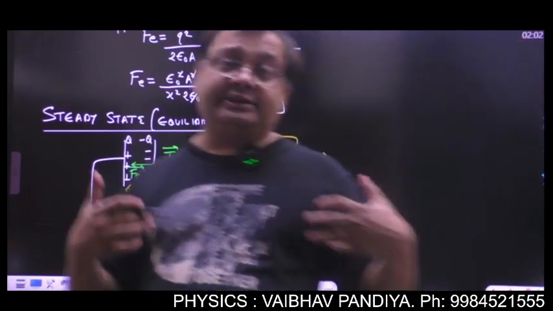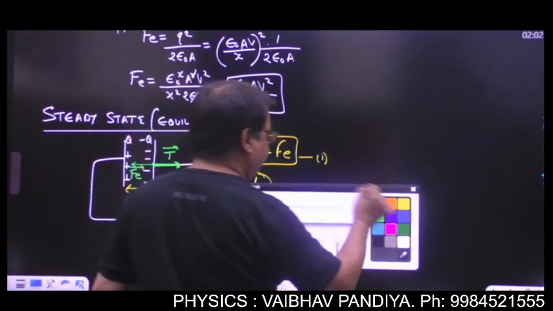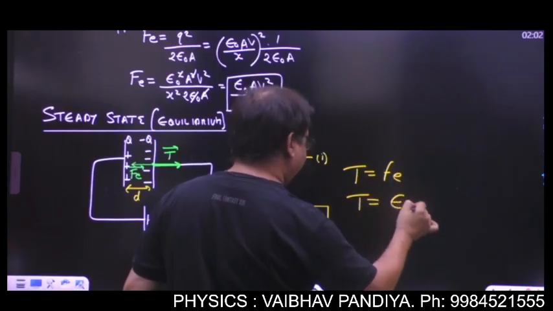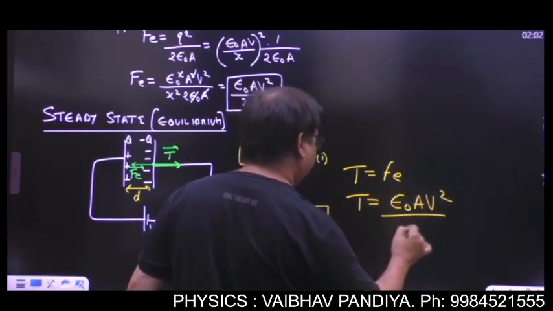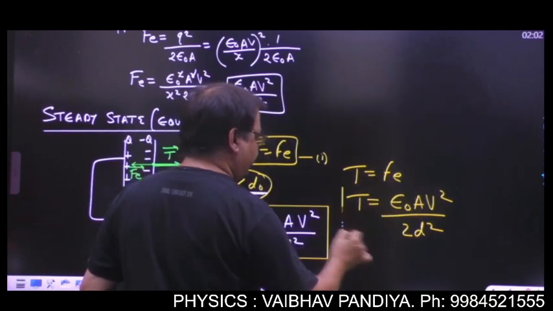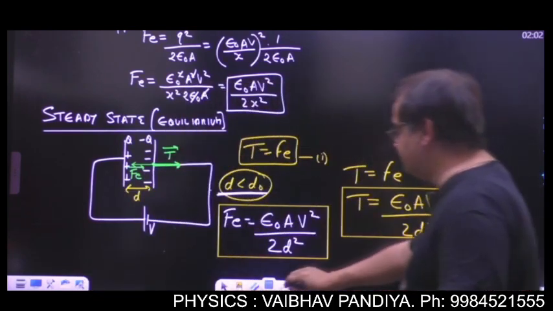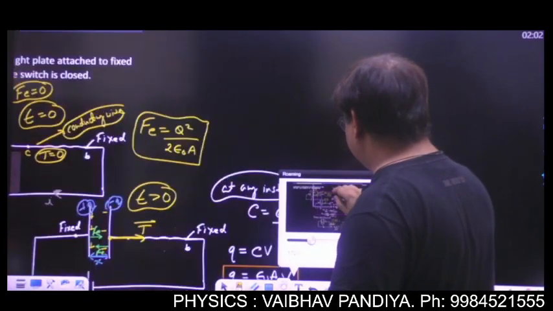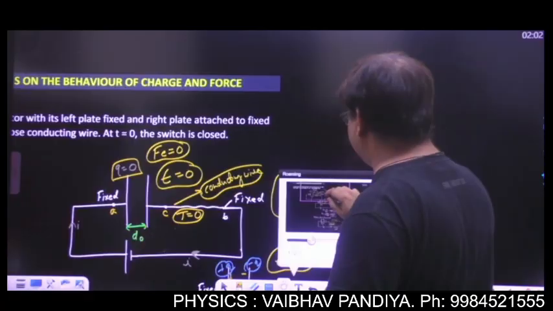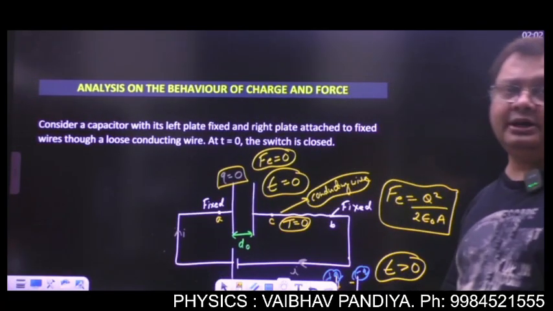Now if at the steady state we have to find the tension in the string T, T would simply be Fe, so T will have a value of epsilon naught A V square by 2 d square. So this is how you can find the electrostatic force or the tensile force at the steady or equilibrium state. Got it? So this is the part where we can see how to find the electrostatic force between the plates of a capacitor.